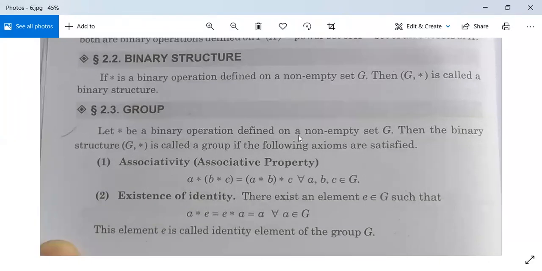Let star be a binary operation defined on a non-empty set G, then the binary structure (G, star) is called a group if the following axioms are satisfied. क्या है? पहला associativity होना चाहिए, यानी कि (A star B) star C is equal to A star (B star C) for all A, B, C in G. Next, existence of identity होना चाहिए. It means there exists an element e in G such that A star e is equal to e star A, and this is your A, for all A in G. This element e is called identity element of the group G.